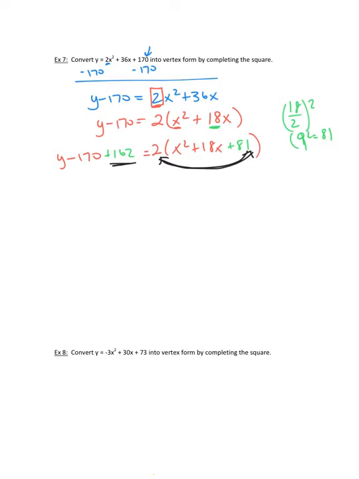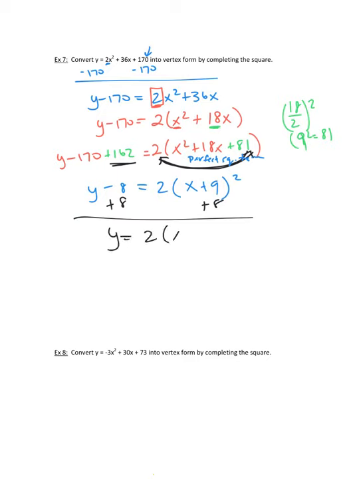From here, it's all the same as yesterday. So you're going to continue by simplifying on the left. You'll have y, and so minus 170 plus 162 is going to give you minus 8 equals 2 times, and remember, this is a perfect square trinomial. So you're going to express it as a binomial squared. I see 9 plus 9 is 18, and 9 times 9 is 81, so it's x plus 9. And then remember that you're solving for y. You're not finding roots here, you're solving for y. So you isolate y, you add 8, and that takes you into vertex form. 2 times x plus 9 squared plus the 8.